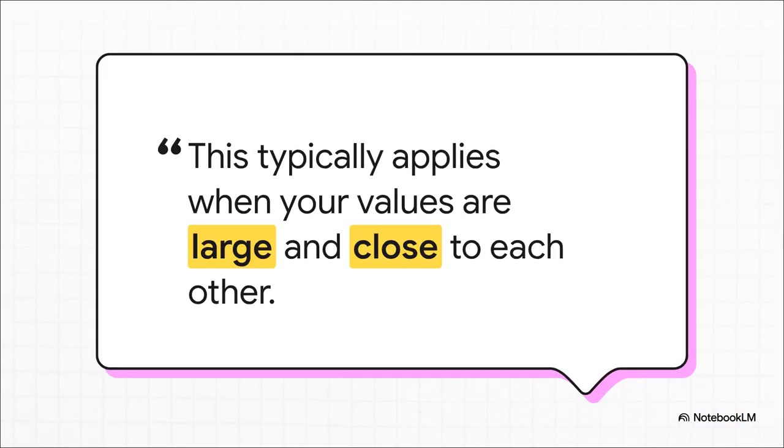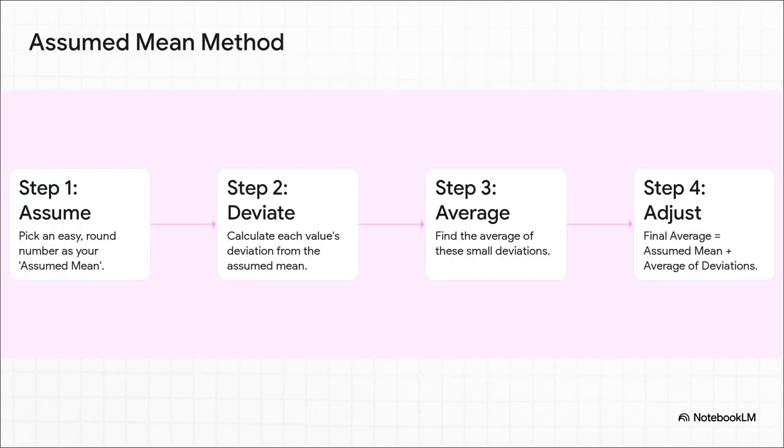Now this is a special tool for a very specific job. When you see a list of numbers like 99.7, 1002, 99.5, all clustered together, that is your signal. That's your cue to use this trick and save yourself a massive headache. And the method itself is actually beautiful.